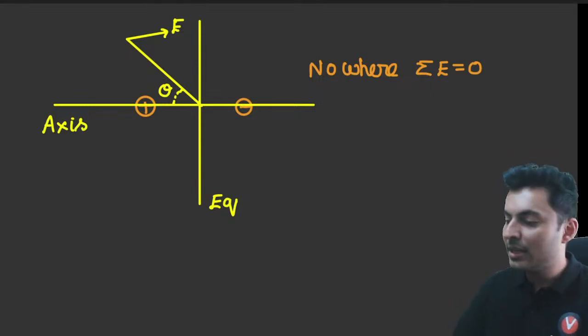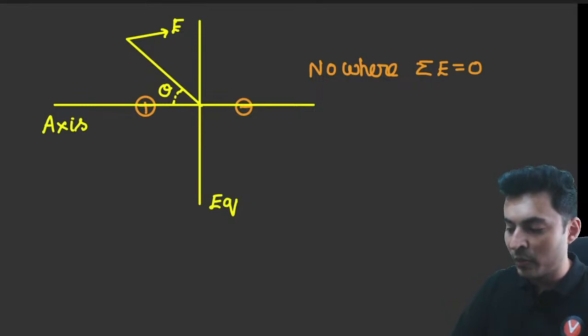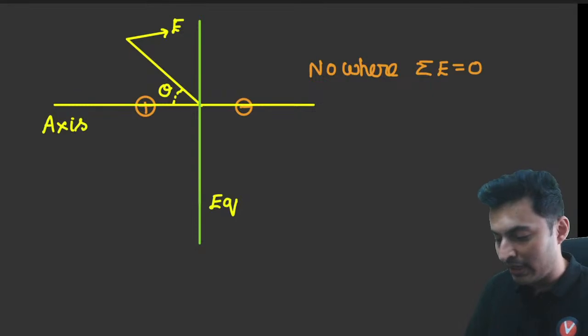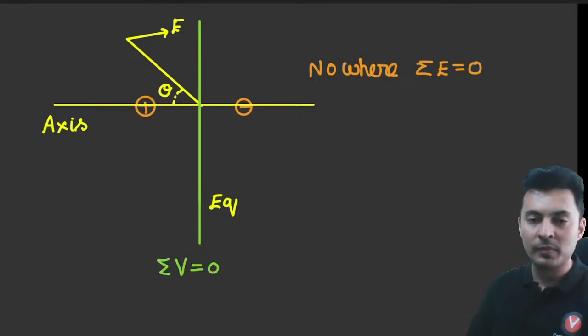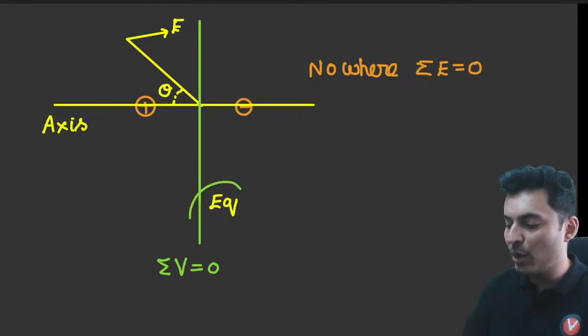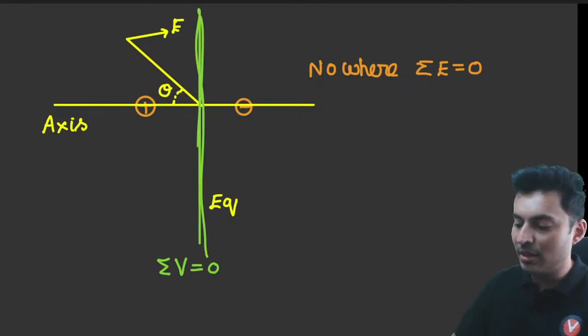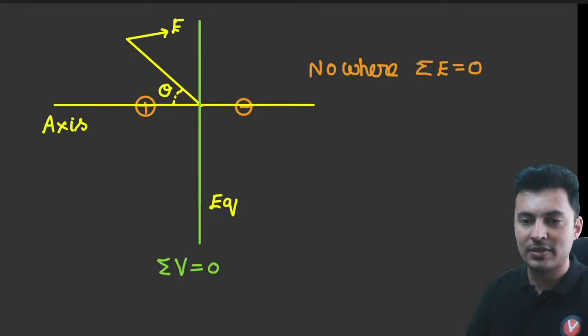But if you ask me where the potential is zero, then it is basically the equatorial line. On the equatorial line, the net potential is always zero. Net potential on the equator. The equator is the line which bisects both the charges.